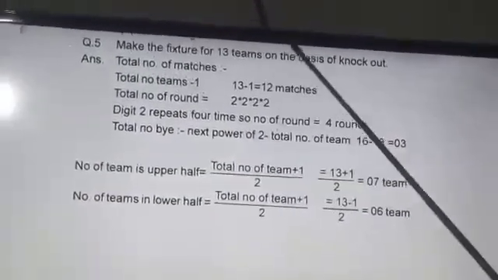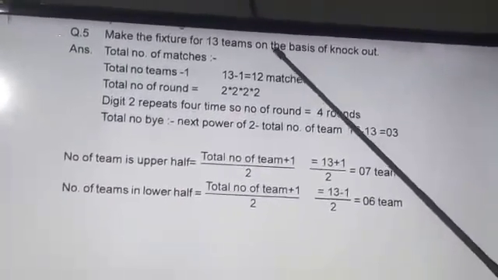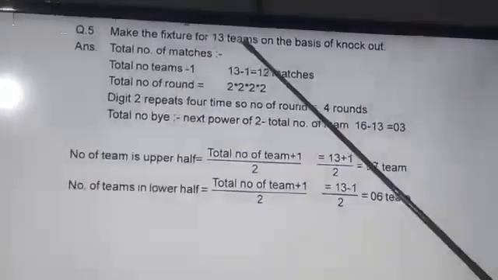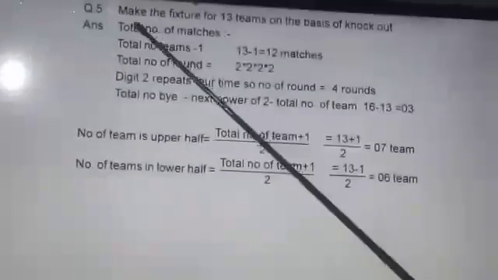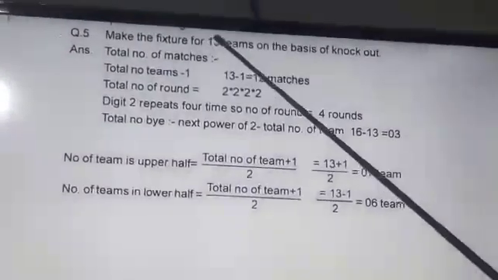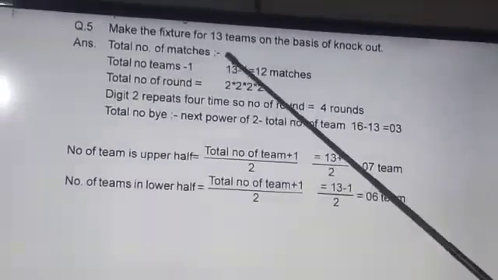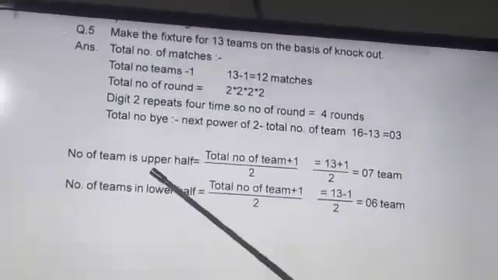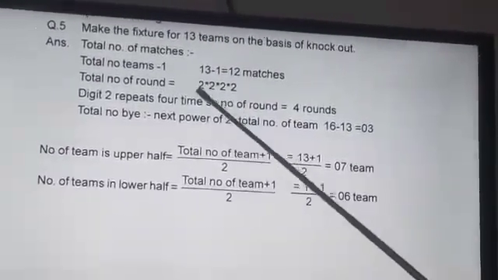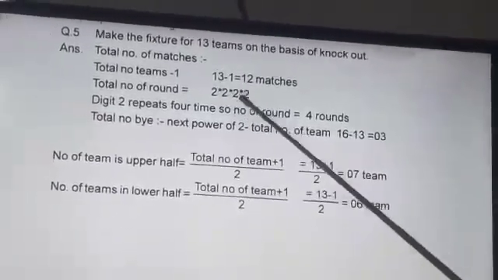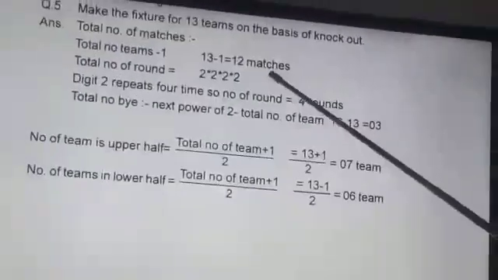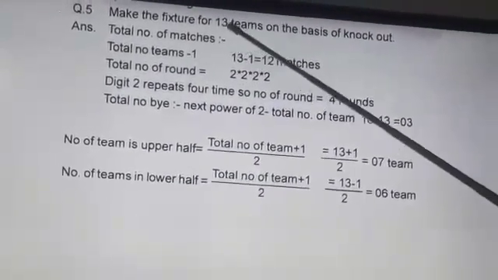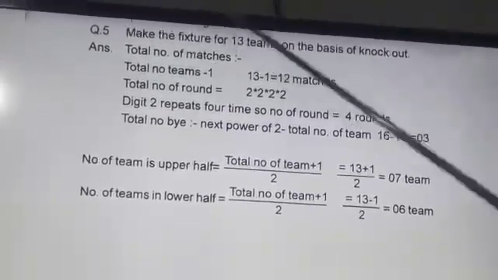Okay, to understand better, we can take help of an example. Make the fixture of 13 teams on a knockout basis. The total number of teams is 13. Total number of matches is total number of teams minus 1, and 13 minus 1 is equal to 12 matches. Second, total number of rounds: 2 into 2 into 2 into 2 is equal to 16. The nearest power of 2 is 16.